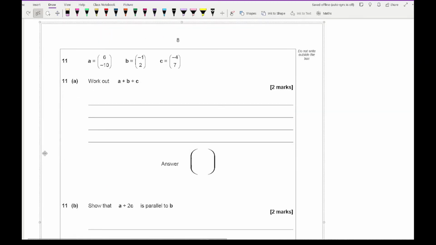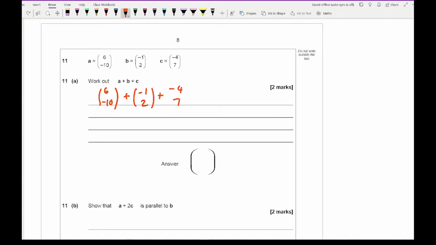Then moving on to question 11, which looks at vectors and column vectors, and the question is saying we need to work out what a plus b plus c is. So looking at these, what we need to do is just write down what the vectors are. So we've got (6, -10) plus (-1, 2) plus (-4, 7). Working this out, we've got 6 minus 1 plus minus 4, and minus 10 plus 2 plus 7. So if I work out those two lines, what do I get? Well, I get 1 and minus 1.